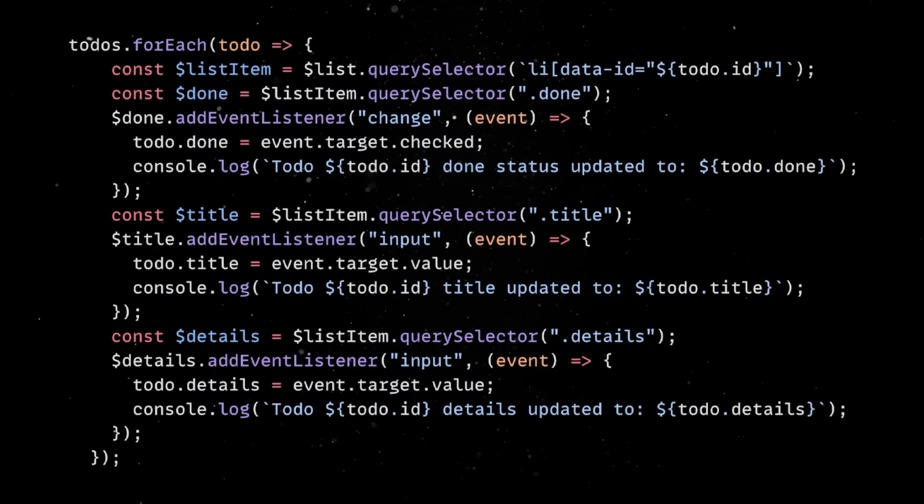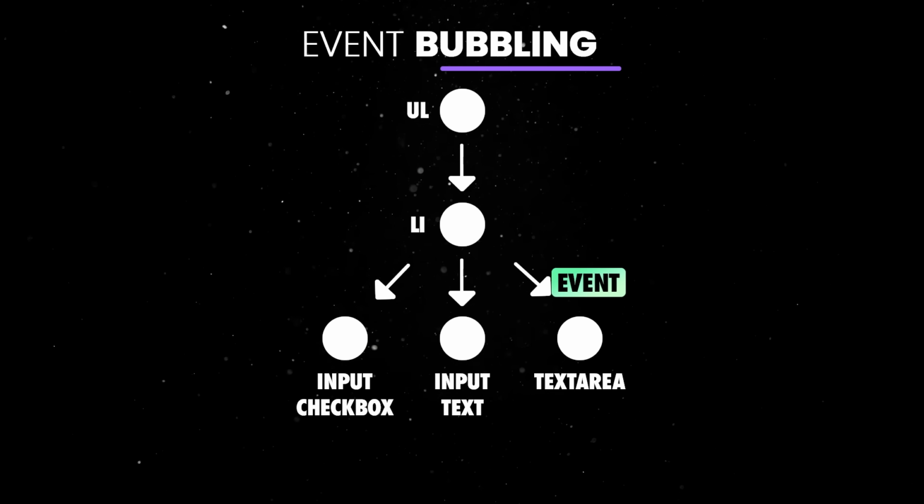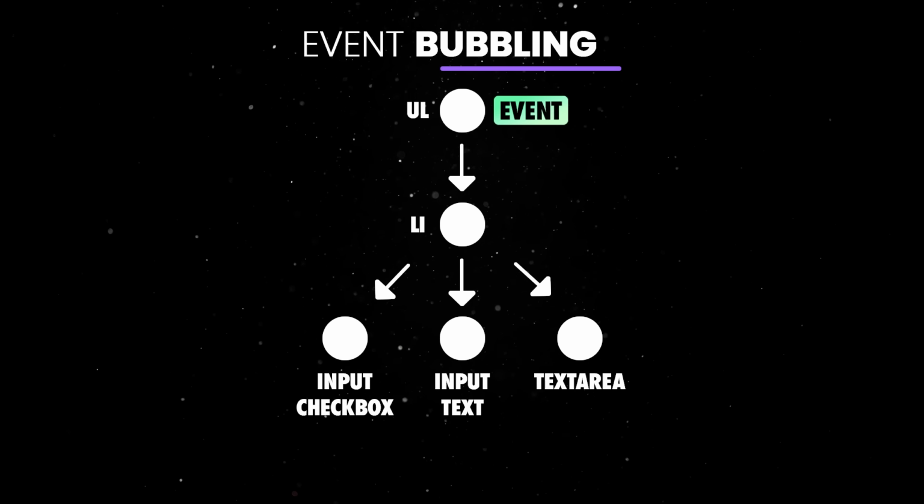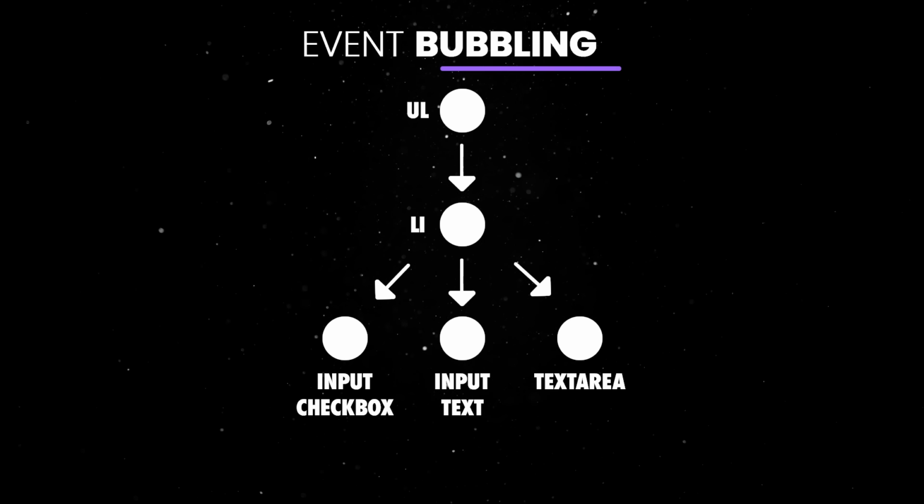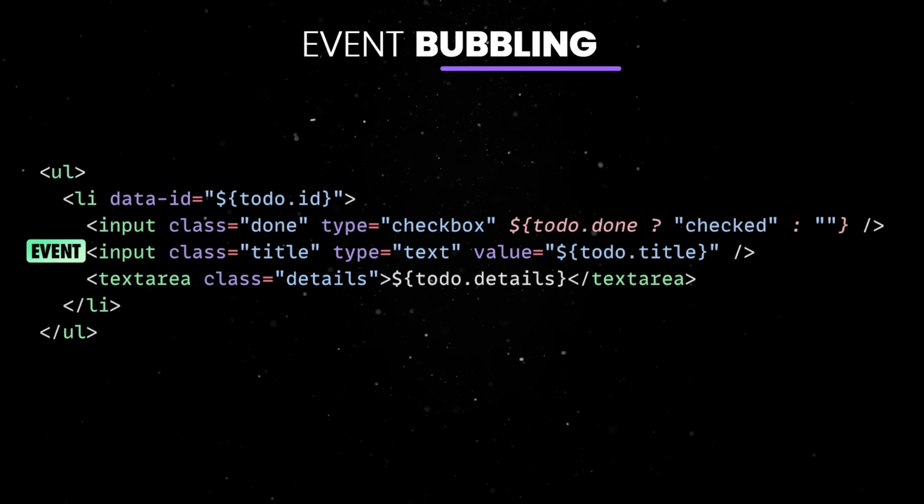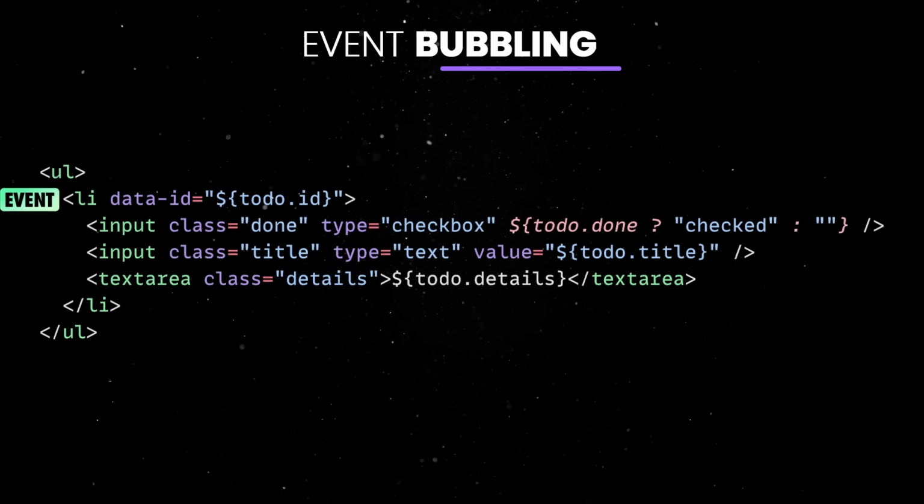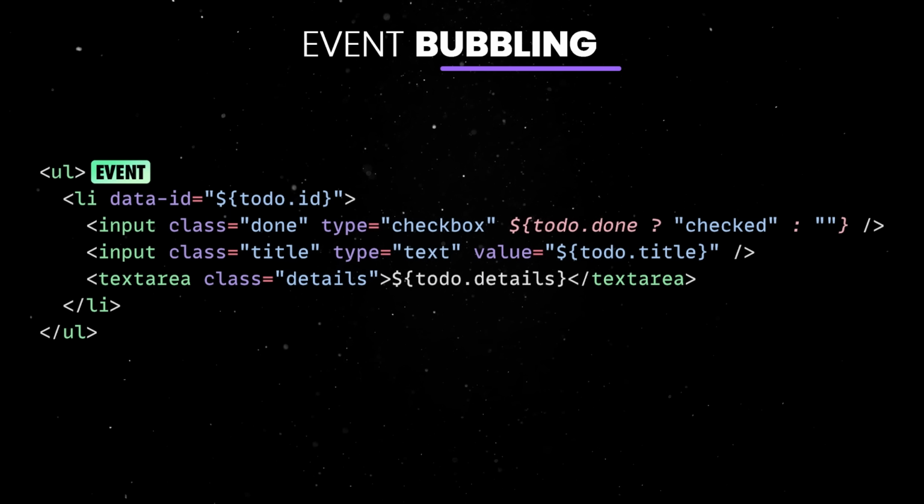But first, we need to discuss event bubbling. This is a mechanism in which events triggered on a child element bubble up through its parent elements all the way to the root of the DOM. This means if you click an input inside a list item, the event not only fires on that input, but also propagates to its parent elements, such as the list item, the list itself and beyond, unless explicitly stopped.